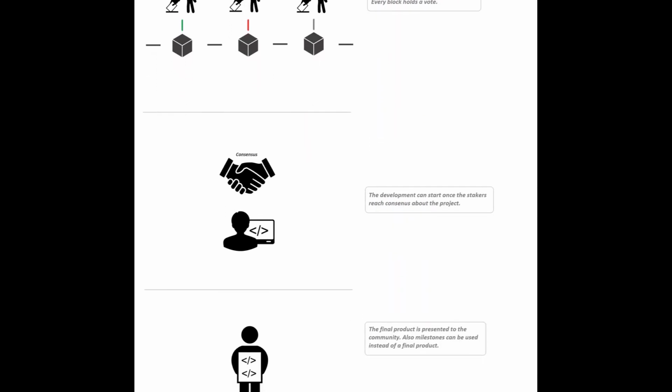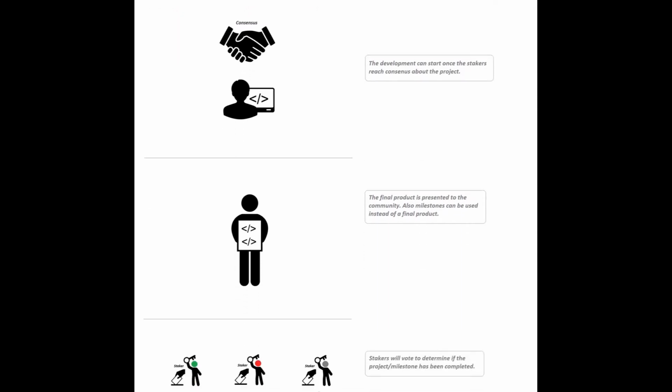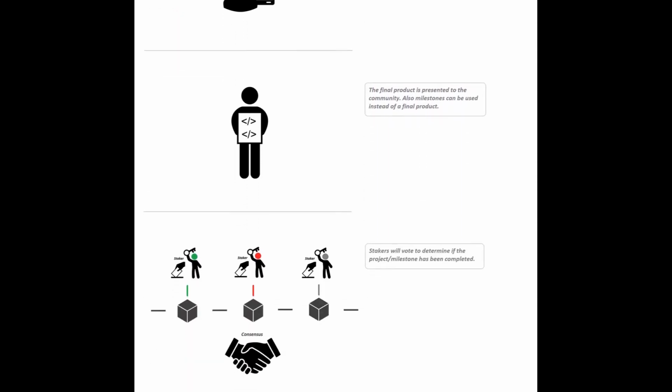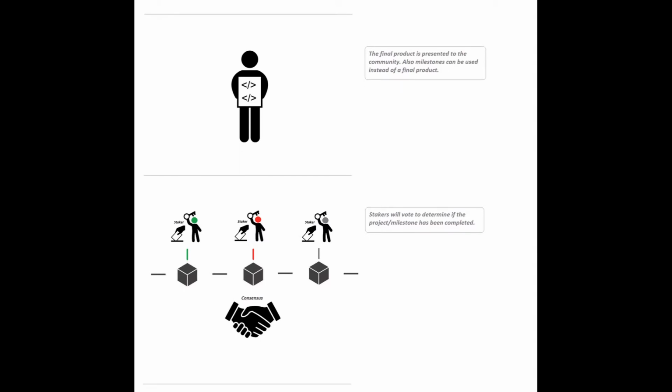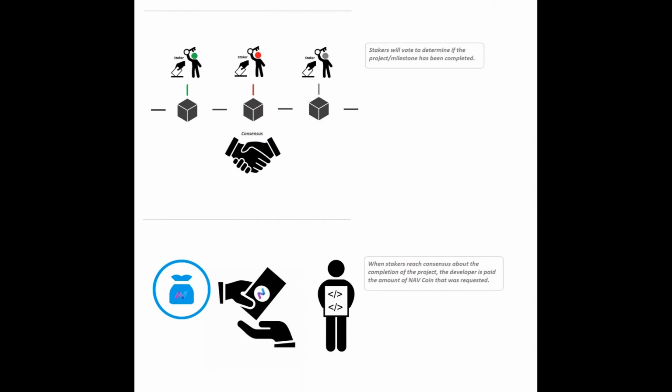When the project is finished or a milestone is reached, it can be presented to the community again. This is the second round of voting. In this vote, the stakers will decide if the project or milestone is completed as described. When a majority of the stakers agree that the project is done, the funds will be released from the community fund. The community will have a product that is paid for by everyone.